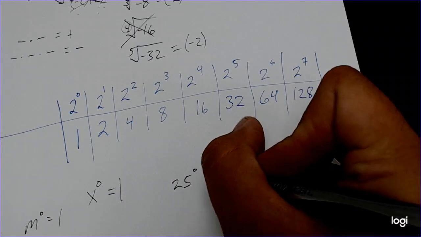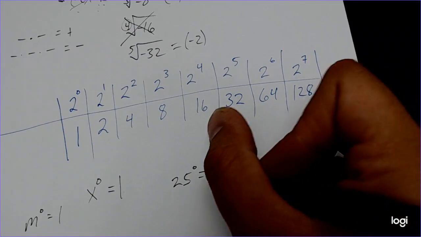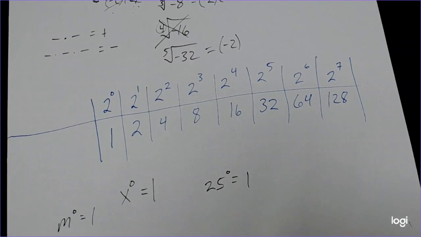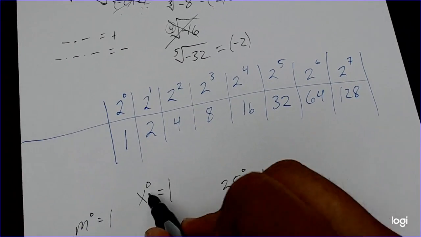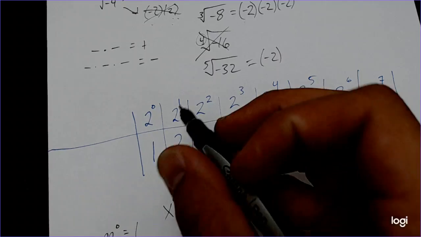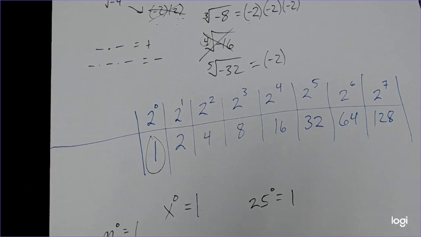What's 25 to the power of 0? Oh, well, that's equal to the whole number 1. It doesn't matter what the number is. Every exponent to the power of 0 is always going to be the number 1. Right? So we just answered a very cool question. Now, here's the next question.